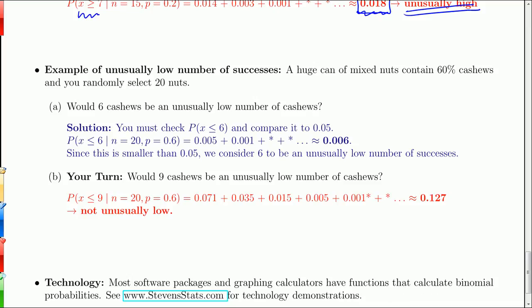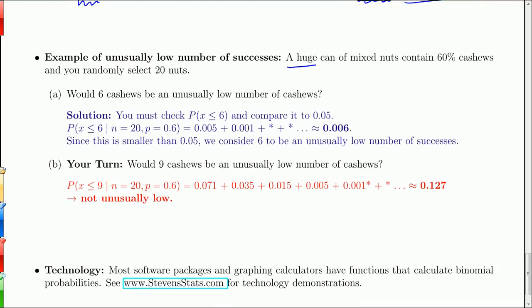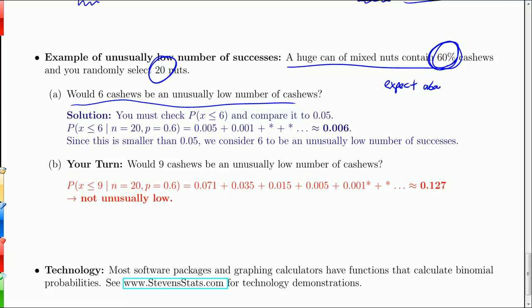The example of an unusually low number of successes. Suppose I have my huge can of mixed nuts, 60% cashews. Randomly select 20. So look, if it's 60% cashews and you select 20 nuts, you expect, say, about 12 cashews, 60% of 20. But you get 6. And so we're asking, if you got 6, would that be an unusually low number of cashews?